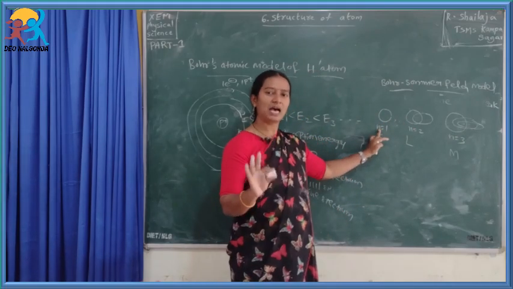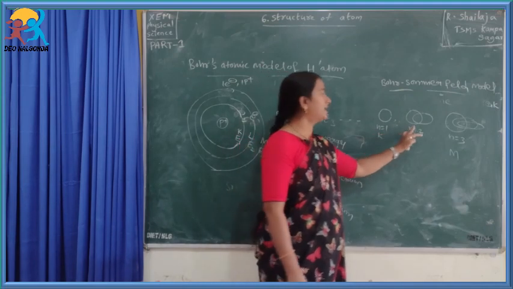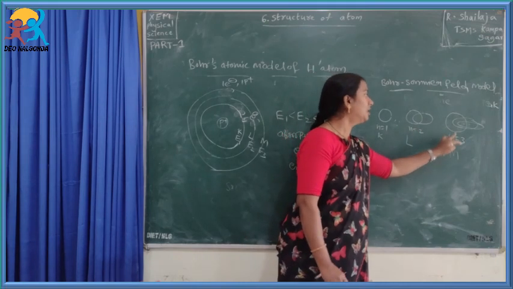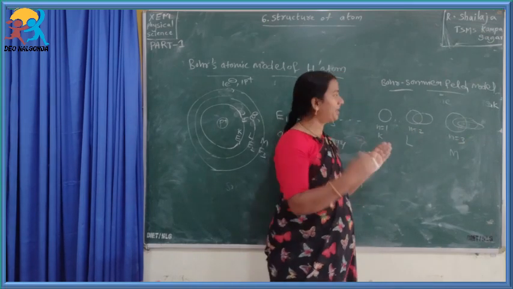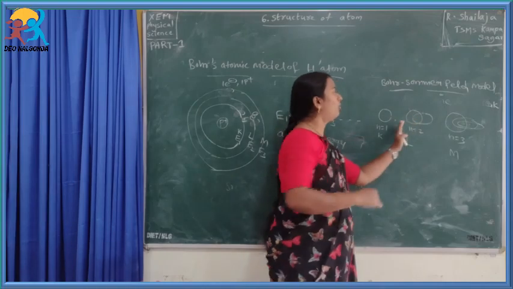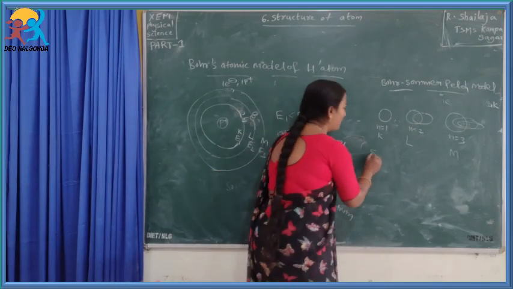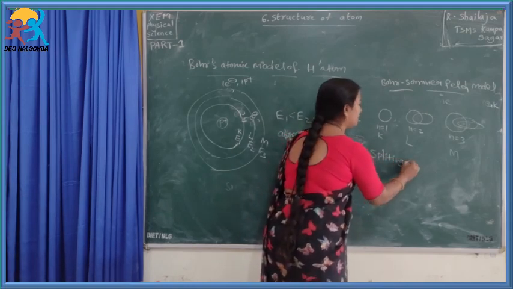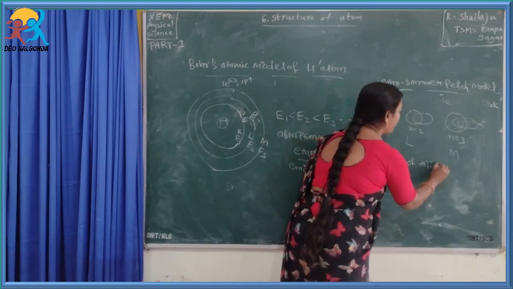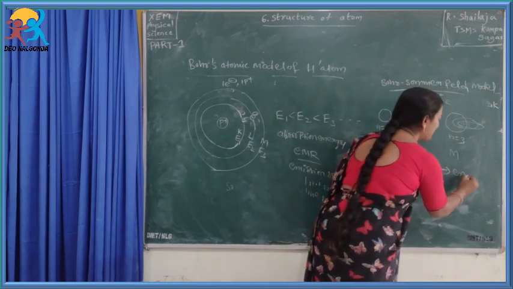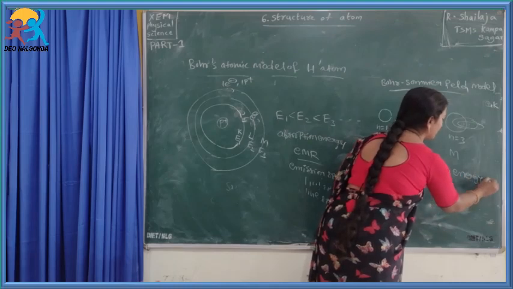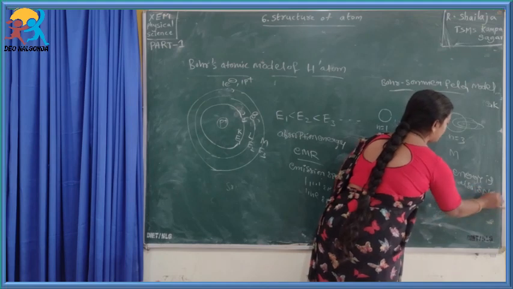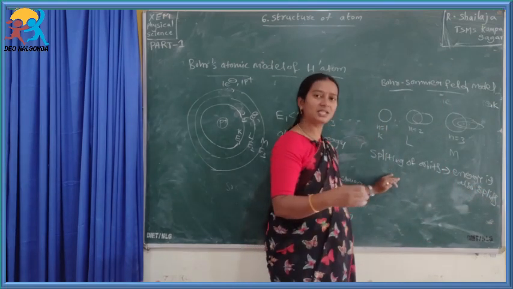The first shell has only one orbit, the circular orbit. The second shell has two orbits, one circular and one elliptical. The third shell has one circular orbit and two elliptical orbits. So this splitting of orbits is considered. With the splitting of orbits, the energy also splits.